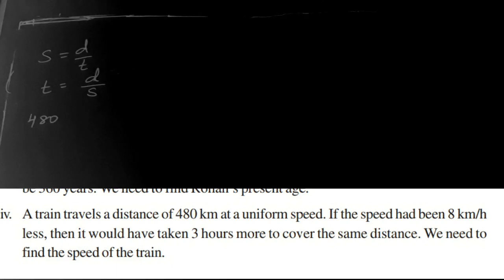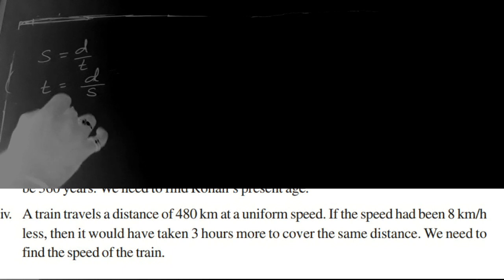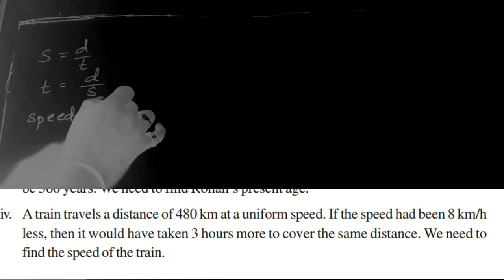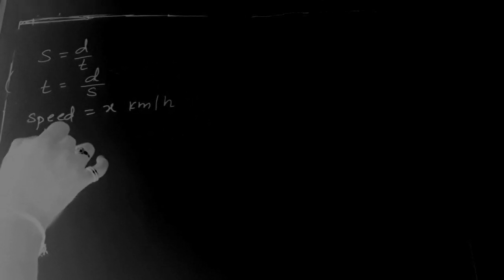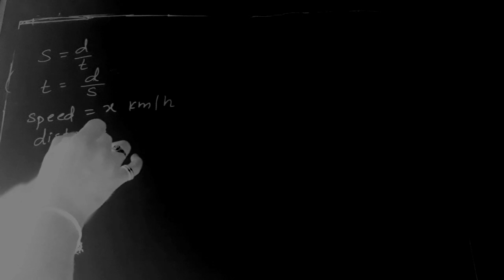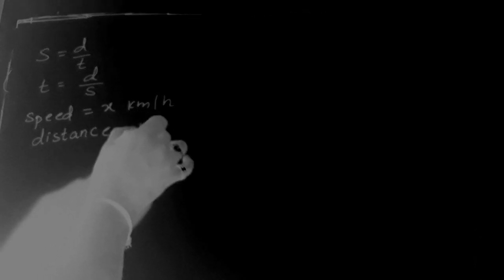So here we know that speed is nothing but distance by time. Time is nothing but distance by speed. So now let the speed of the train be x kilometer per hour. Speed I am taking x kilometer per hour. Okay, distance is given, that is nothing but 480 kilometer.